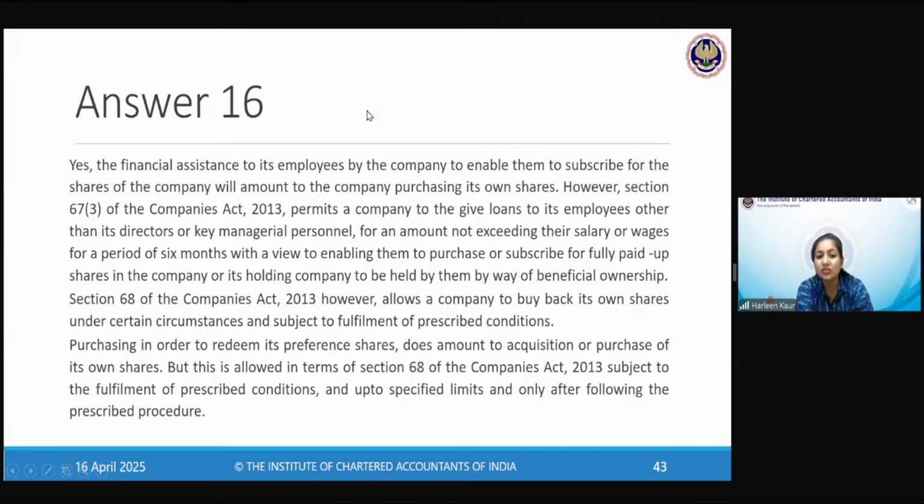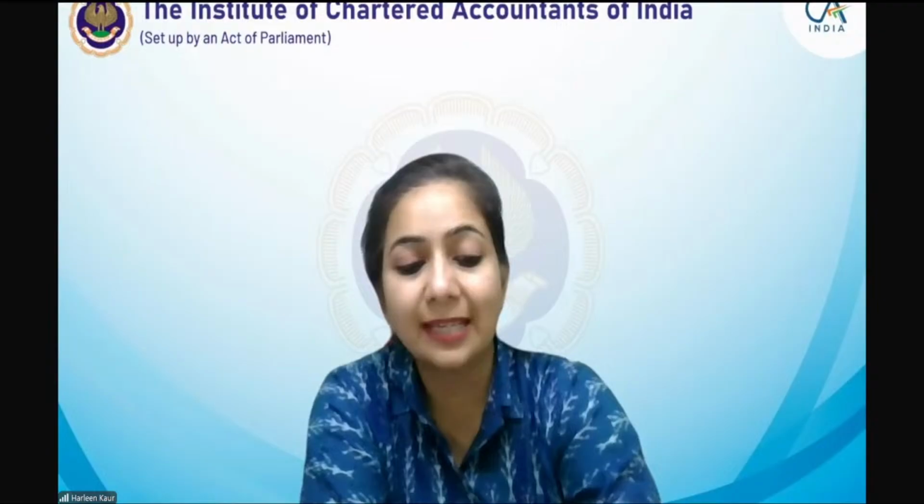So this question was related to section 67, and from there we move ahead to section 68. It beautifully tried to tell you that yes, a buyback of shares can be done, but it can only be done with respect to certain criteria which have to be followed by the company.